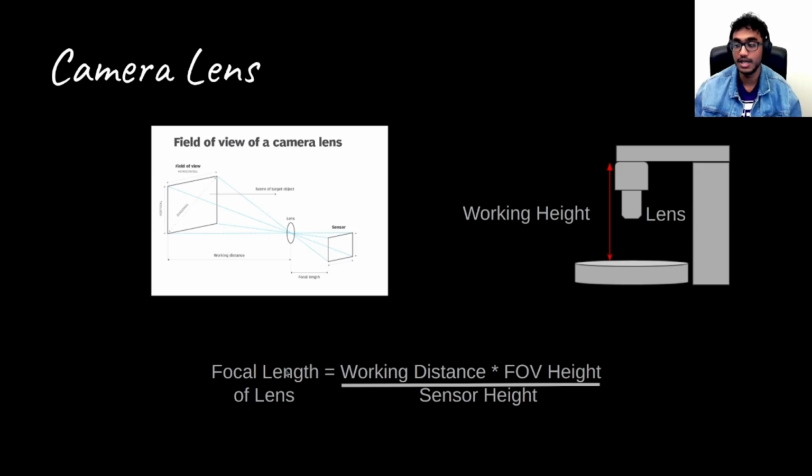So here the focal length of the lens would be derived from using the working distance, which is a constraint, and then the field of view height, which we derived from the region of interest, and then the sensor height, which we chose previously. And through this way, we have gone through a systematic process of getting what the lens is for this vision application.